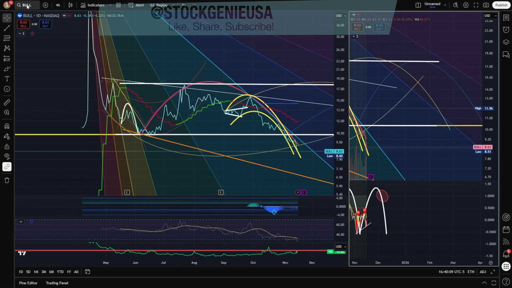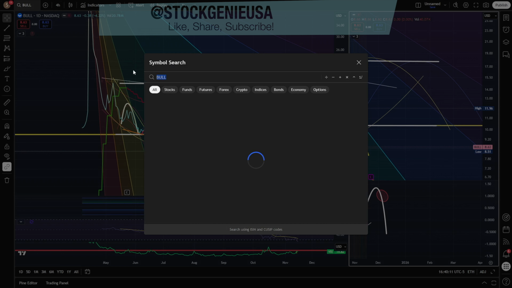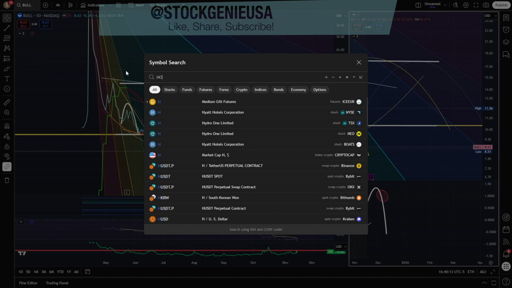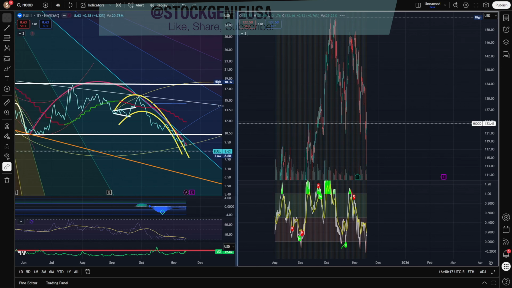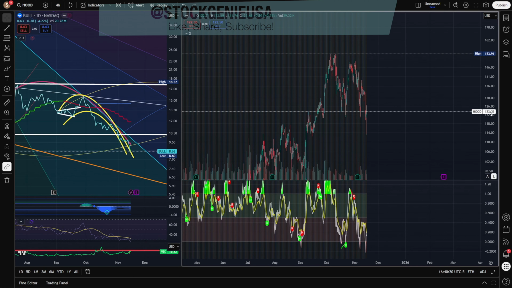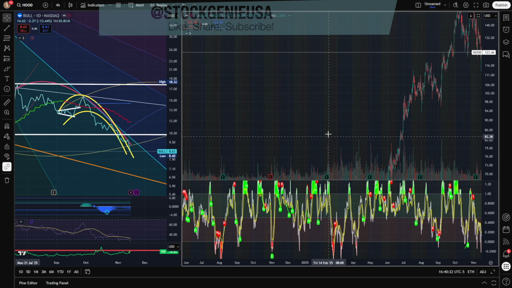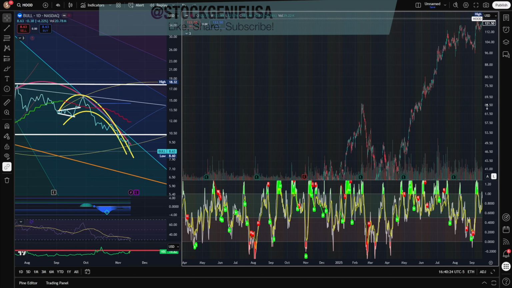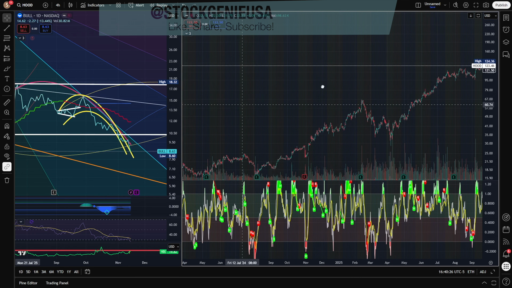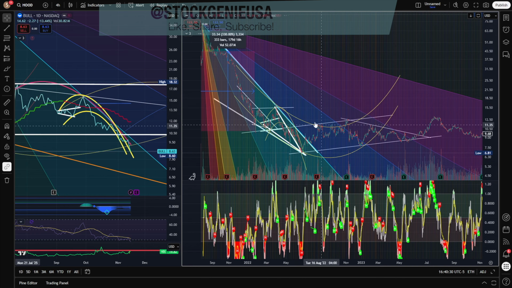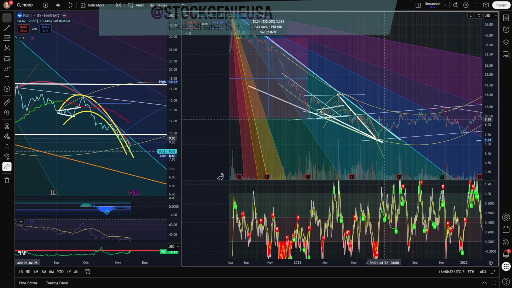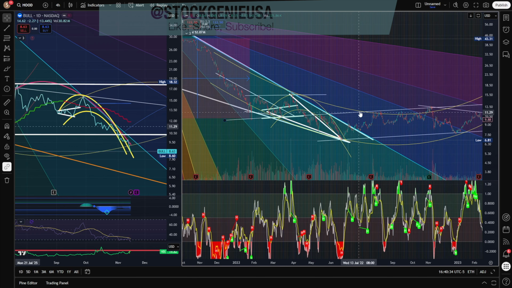We can see that Robinhood had the same sort of accumulation process before it took off, but the consolidation process took forever. I mean, it didn't happen overnight. You can see that very well.